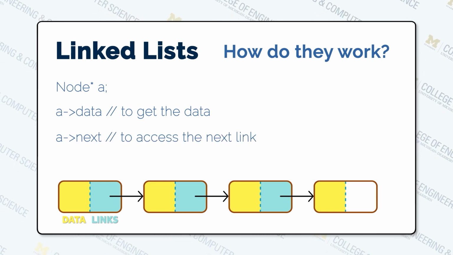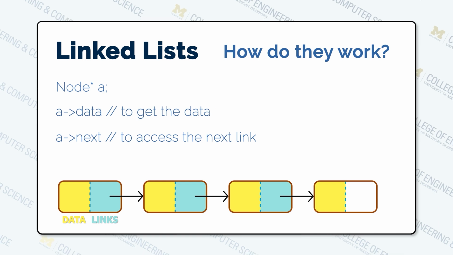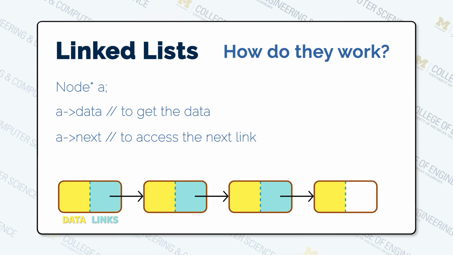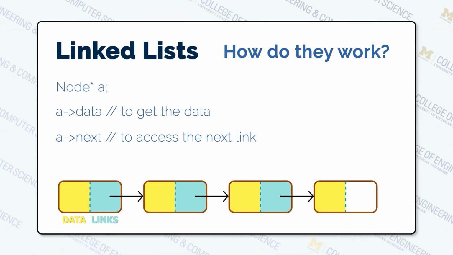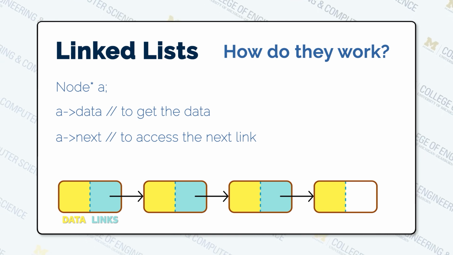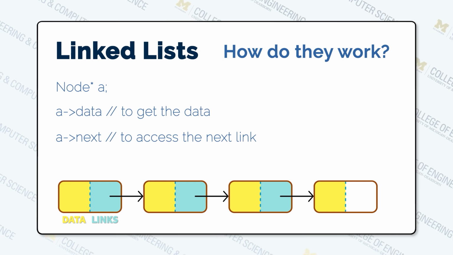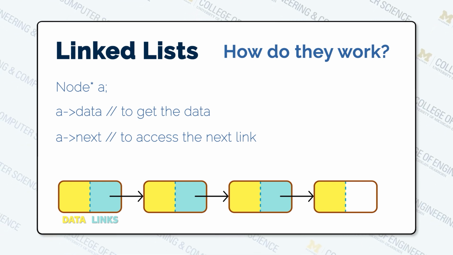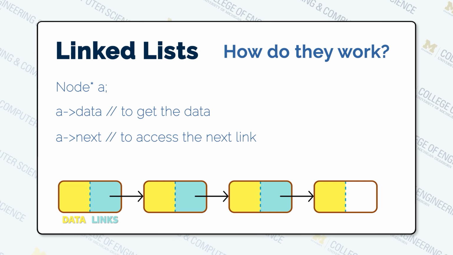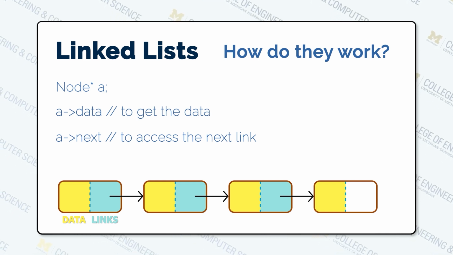This is what it looks like to initialize a node or a linked list. So we have our node A, then we use A's data to get the data, and then we use A's next to access the next link if there is another link currently. If there is no link, A's next will be null.